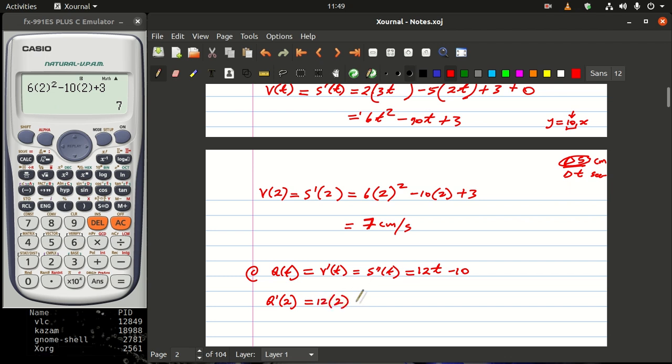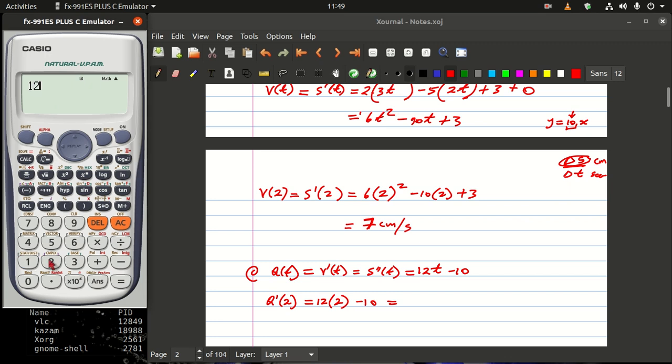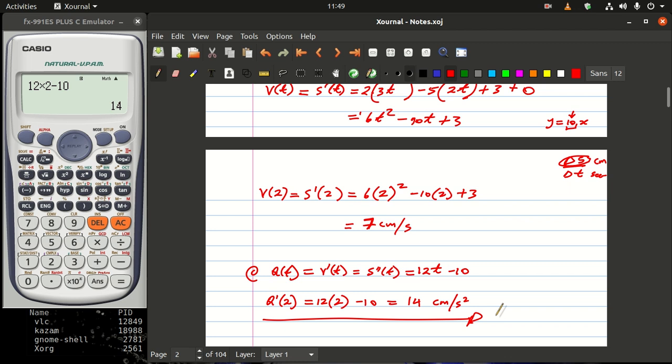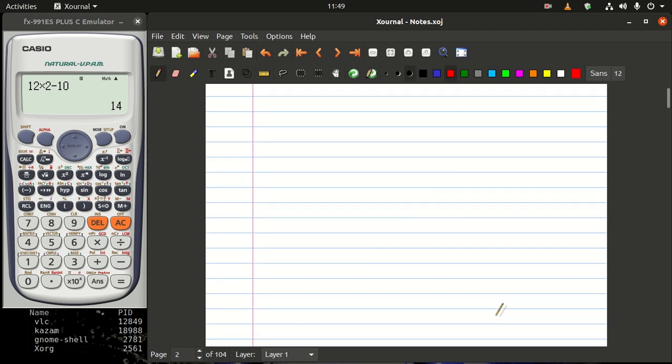So I'm going to plug in a 2 into 12t minus 10. We have a 2 times 12, which is 24, and then minus 10 is 14. So we have 12 times 2, and then minus 10, we have a nice 14. Because this is in centimeters, I'm going to say centimeters per second squared. So that is what is happening in this particular question.